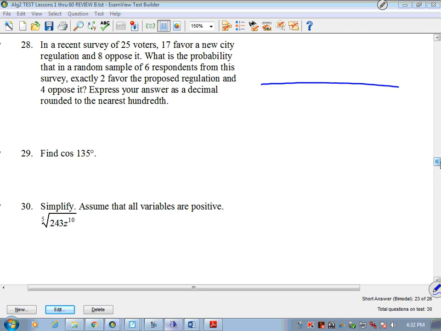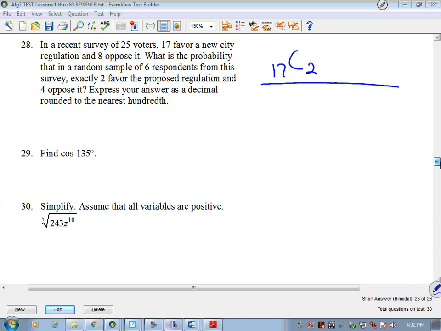This uses combinations, and because we're looking for number desired over number total, we're going to break up the original numbers with the numbers that we're looking for, and then put that over the number that we started with, the number total. So we had 17 in favor, but we only want 2. In a recent survey, 17 favor, but we only want 2 to favor it. And out of those, what's the probability of a random sample of 6?